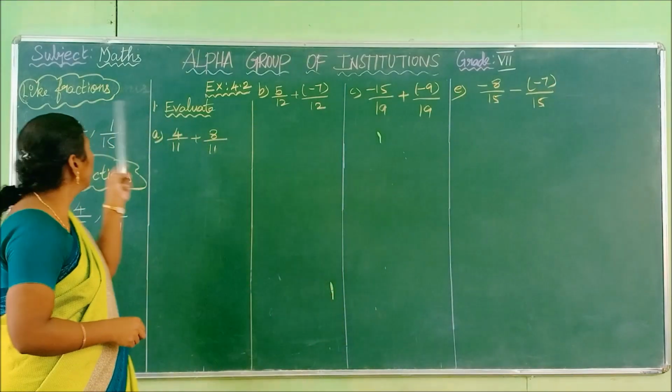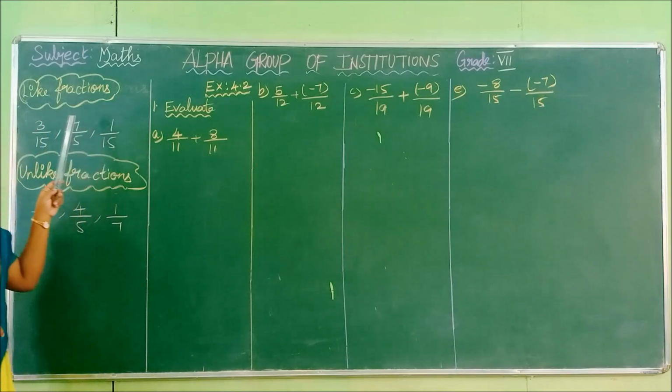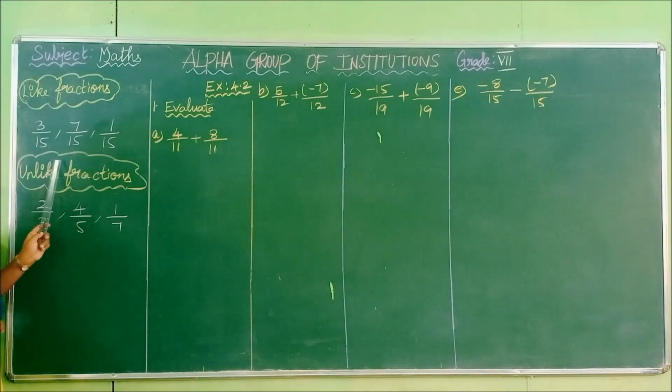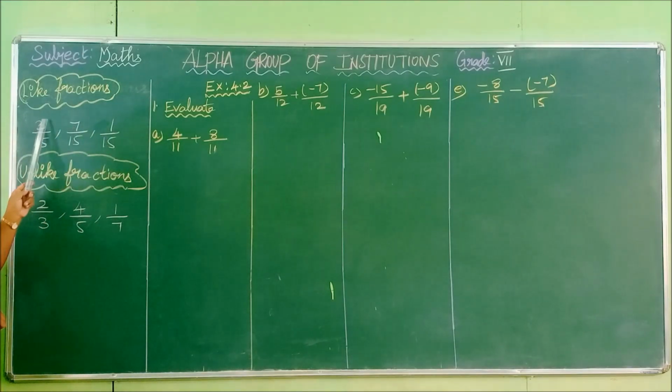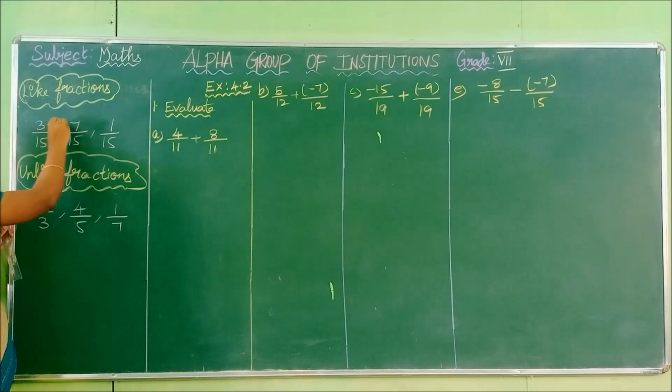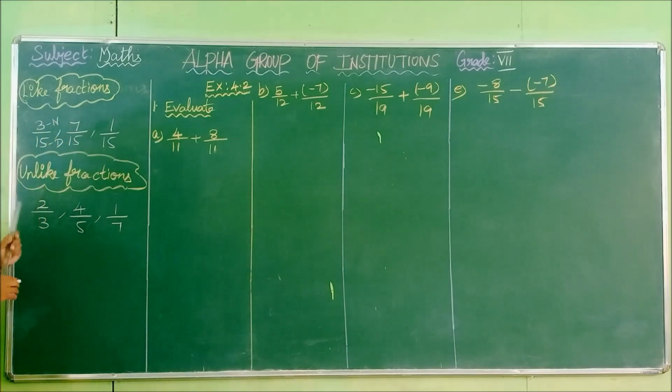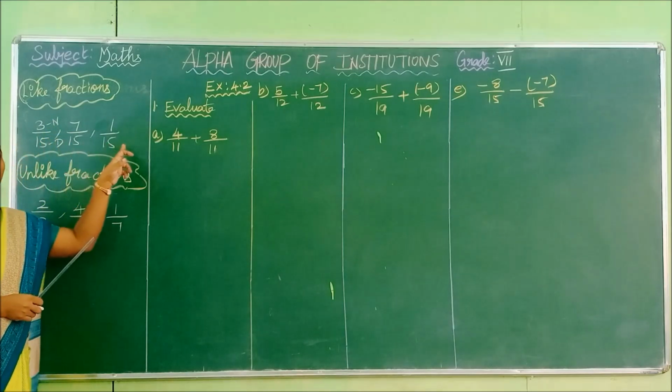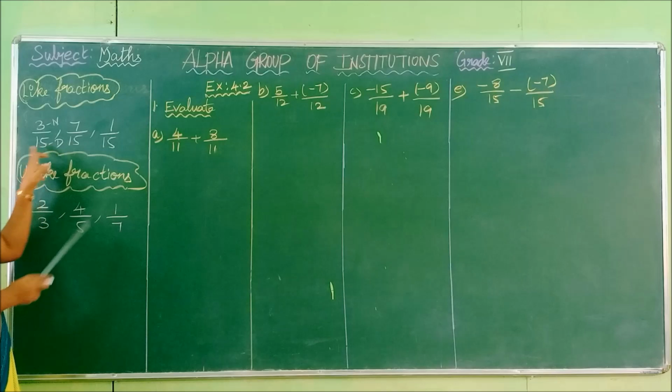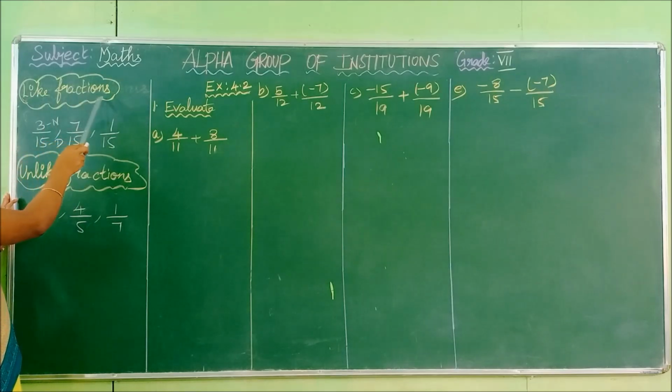What is meant by like fractions? Fractions having the same denominator. See the denominator here: 3 by 15, 7 by 15, 1 by 15. Number 3 is the numerator, number 15 is the denominator. This is the numerator, this is the denominator. See, the given fractions have the same denominator, so they are said to be like fractions.